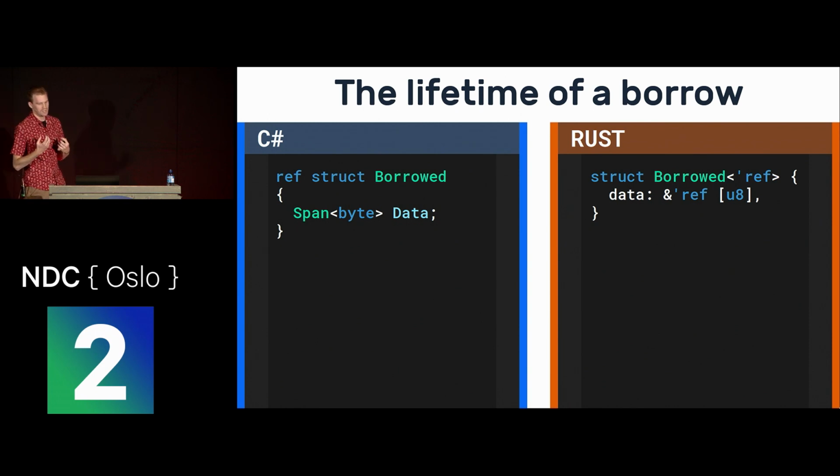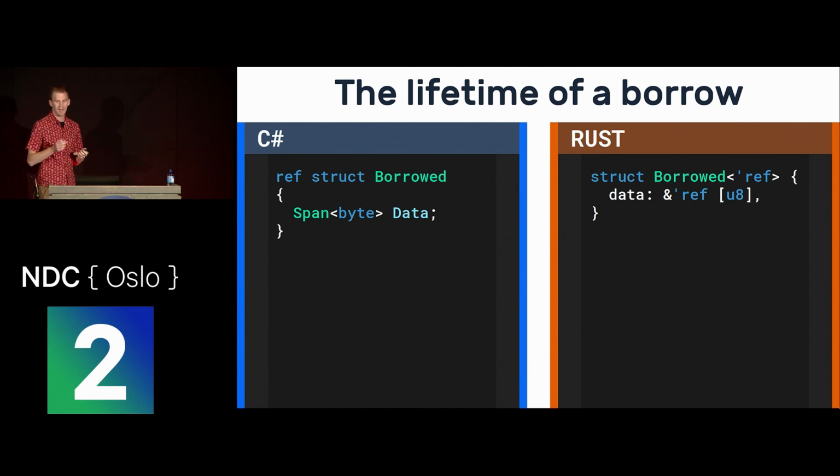So as an example, to see what explicit lifetime tracking buys us, let's have a look at value types that borrow data. In C#, if we want a value type that contains a managed pointer internally, we declare it as a ref struct. We can then give it a span of bytes, which is borrowing from somewhere else. In Rust, an equivalent struct looks like the one on the right. We have a borrowed type. It takes a lifetime, which we've called tickref, as a generic type parameter, and we can then use that lifetime for references in its fields.